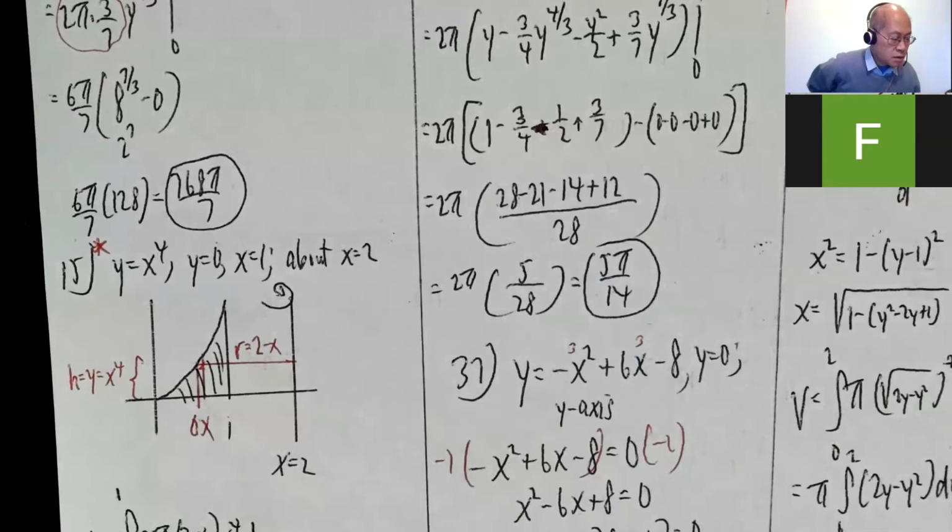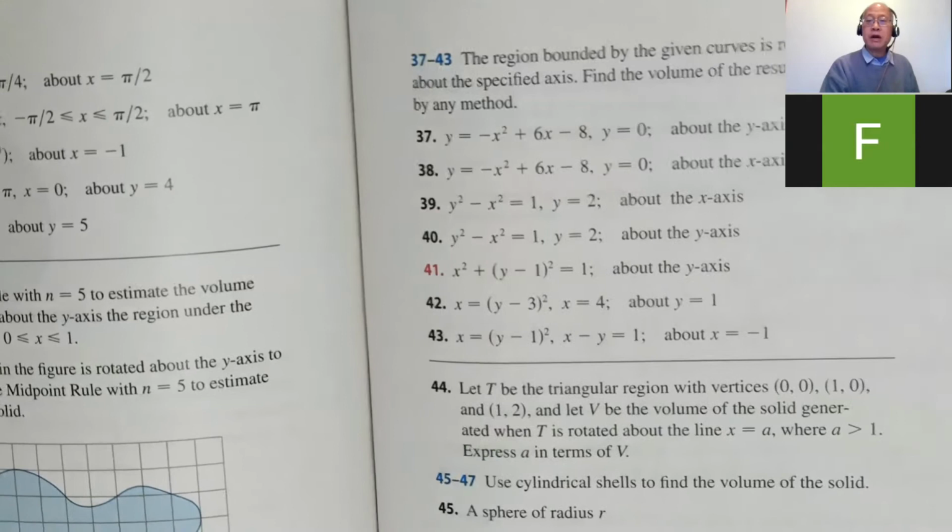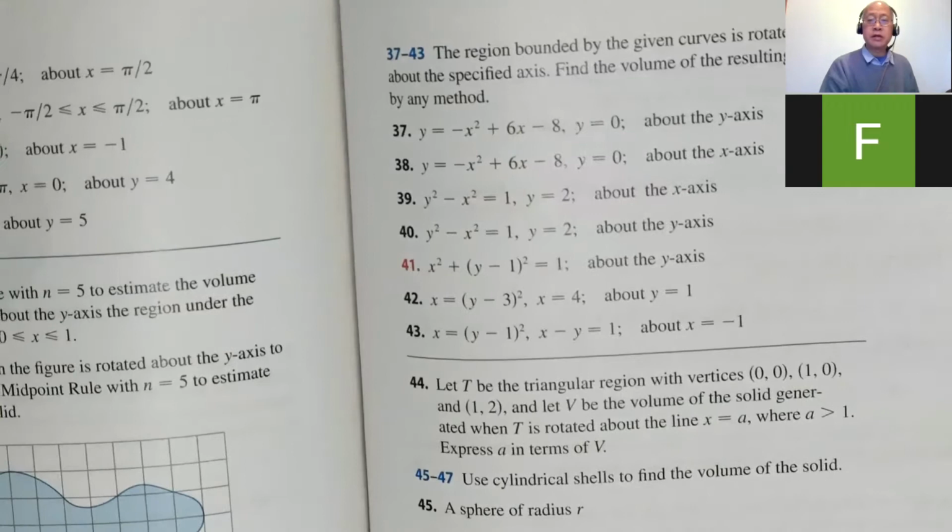All right, so that was some supplemental problems that we have there. And now some of the problems at the end that were assigned, 37, 39, 41. The region bounded by the given curves is rotated about the specified axis. Find the volume of the resulting solid by any method. So that means you get to pick a method.